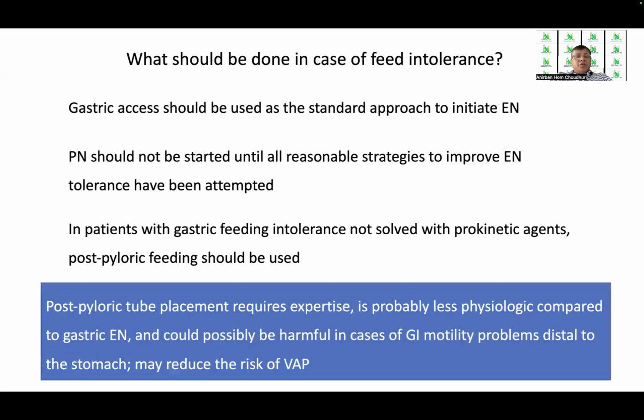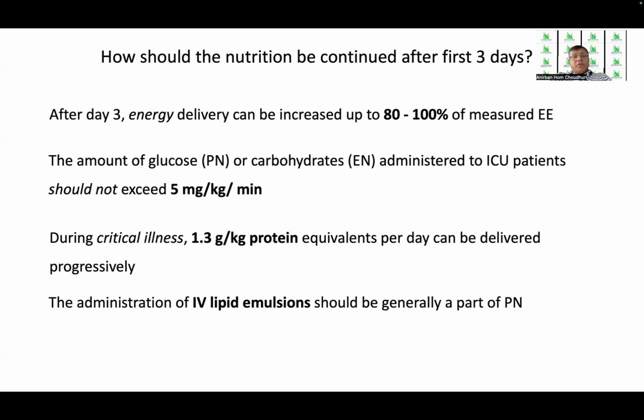Now, post-pyloric tube placement requires expertise, is probably less physiologic compared to gastric enteral nutrition, and could also possibly be harmful in cases of GI motility problems distal to the stomach. But the important thing is that they may reduce the risk of ventilator-associated pneumonia because the feed is already passing much below the stomach. So how should the nutrition be continued after the first 3 days?